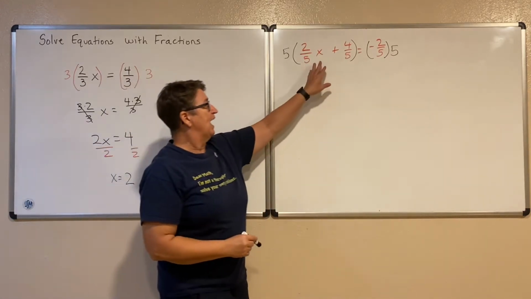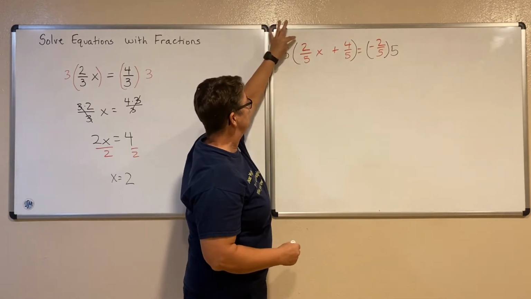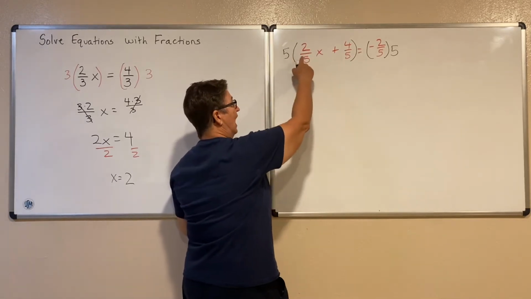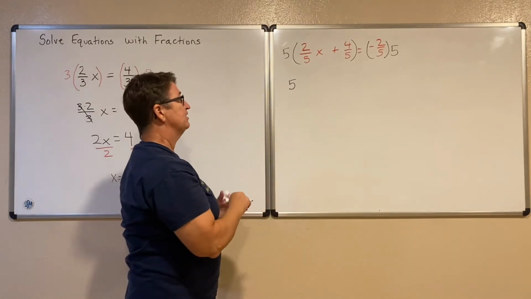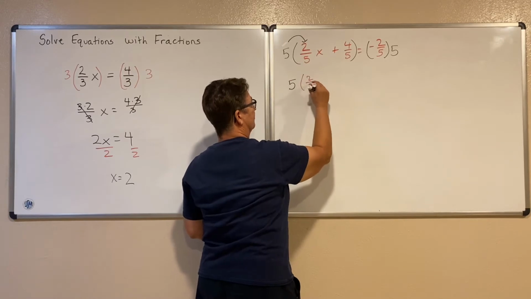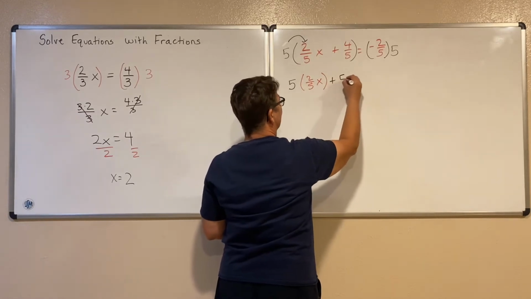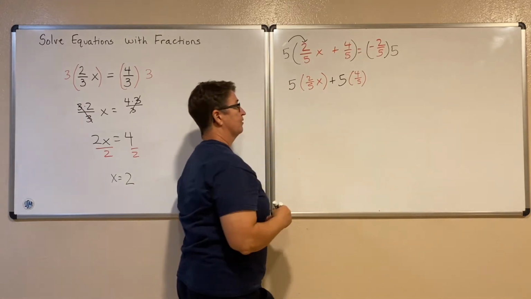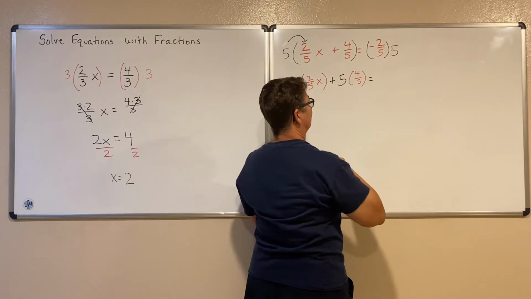Now on the left, I have 2 different terms here. I have to distribute this 5 to both of those terms. I'm going to multiply each item on that side by 5. So I have the 5 times the 2/5 x plus 5 times that 4/5. And then on the right, I'm multiplying by that 5 as well.